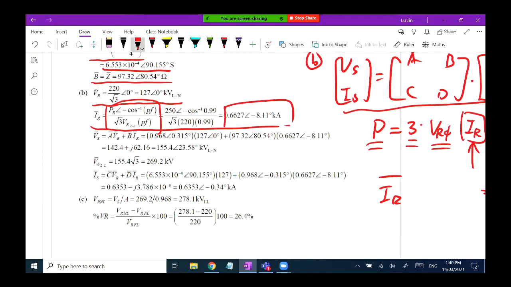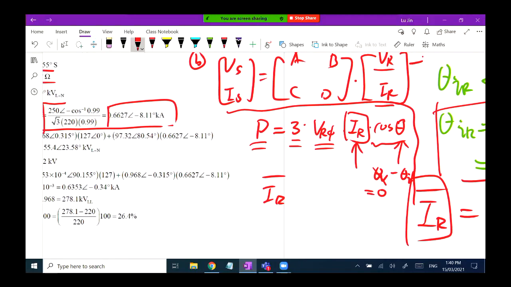Double check your work. Now we have noted VR and IR, these two vectors, and then put that into the right-hand side of the equation. Using A and B, these two parameters in the ABCD model matrix, you should be able to solve for VS. That VS should be the sending end phase voltage.